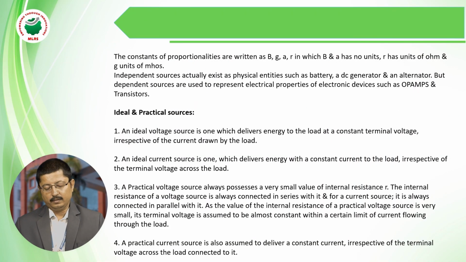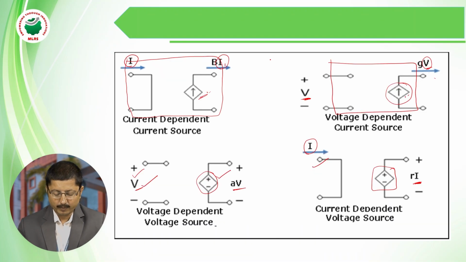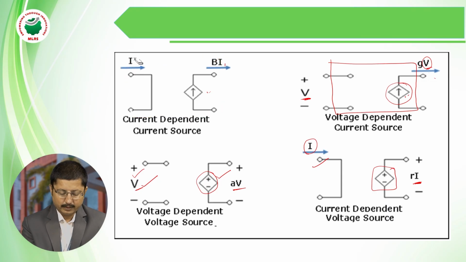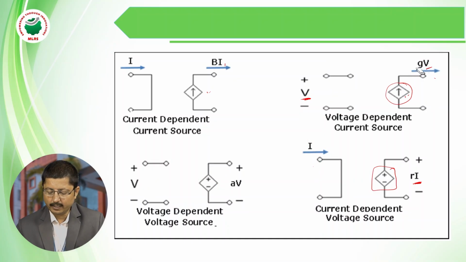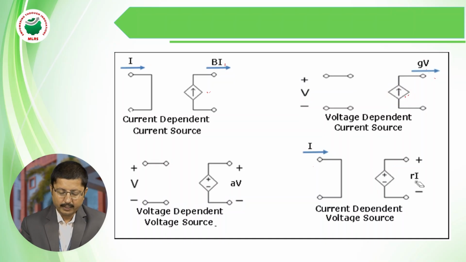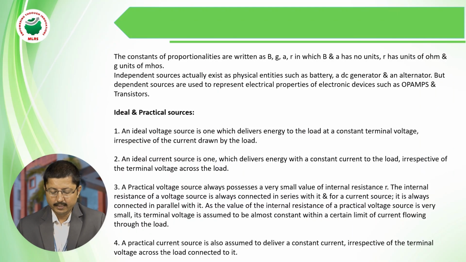Now let us see what the units are for these. Here the proportionality constants are given, B, G, A and R. You can see the proportionality constants for the four diagrams. Now let us see the units. The first is a current dependent current source. There are no units for B, because it depends upon the current. If you take the ratio, current divided by current, the units cancel and we get no units.